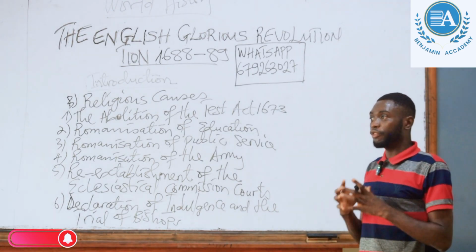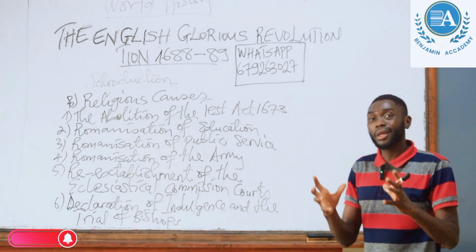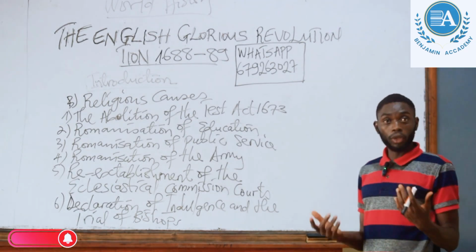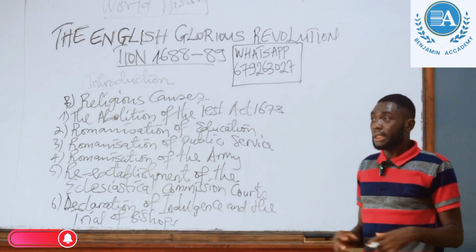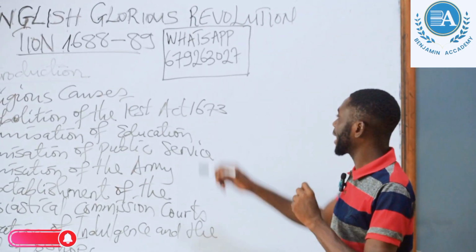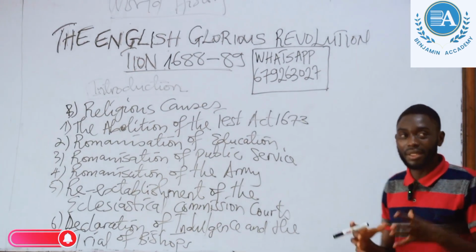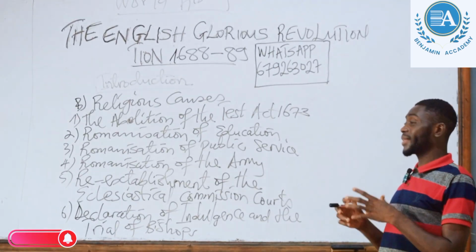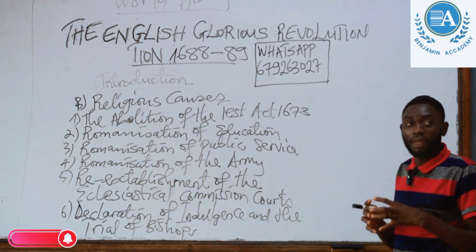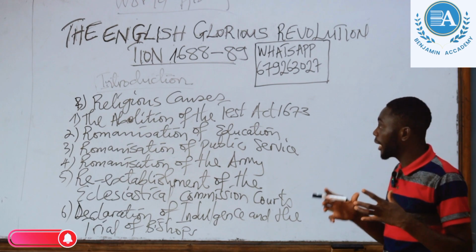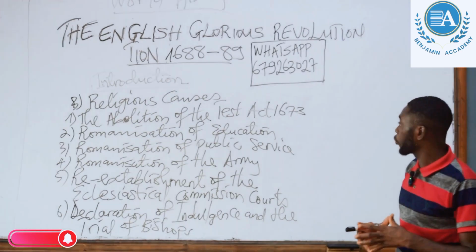Under the leadership of James in England, the people of England had never wanted Catholic Christians to handle important positions in England or to rule the throne. Now, Parliament came out with the Test Act of 1673. The act was passed in 1673 to prohibit Roman Catholic Christians from handling important positions in England. It was the first religious reason that led to the outbreak of the English Glorious Revolution.